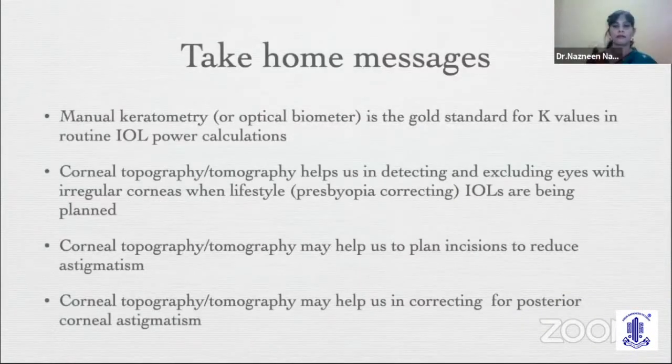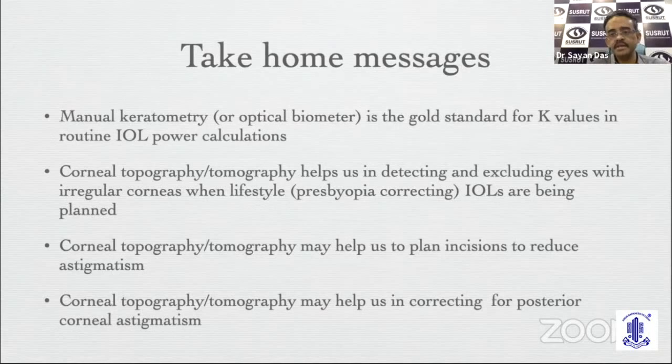So what are the take-home messages? The manual keratometry is the gold standard for K value for routine IOL power calculation. Corneal tomography helps us in detecting and excluding irregular corneas when lifestyle IOLs, the presbyopia-correcting IOLs, are being considered. Corneal tomography may help us to plan incisions to reduce astigmatism, and corneal topography or tomography may help us in correcting for posterior corneal astigmatism.